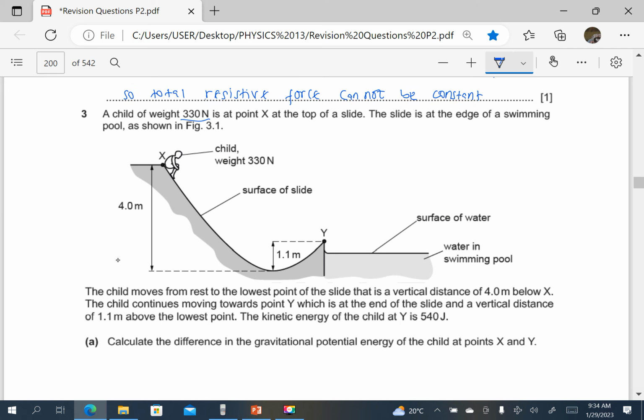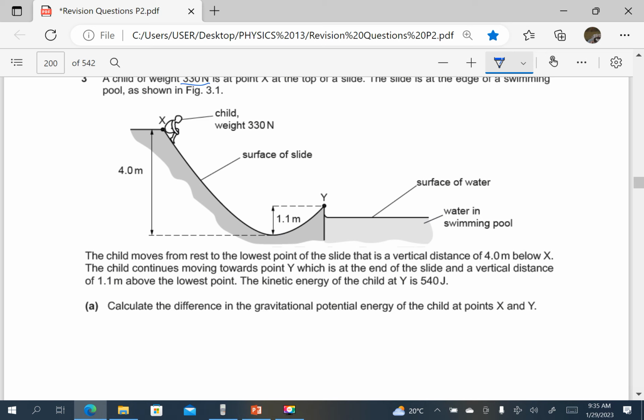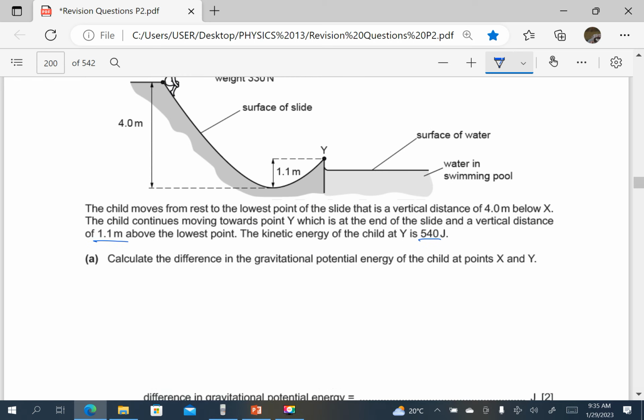A child of weight 330 N is at a point X at the top of a slide. The slide is at the edge of a swimming pool as shown in the figure. The child moves from rest to the lowest point of the slide, that is a vertical distance 4 meters below X. The child continues moving towards point Y, which is at the end of the slide, at a vertical distance 1.1 meters above the lowest point. The kinetic energy of the child at Y is 540 joules. Calculate the difference in gravitational potential energy of the child at point X and Y.